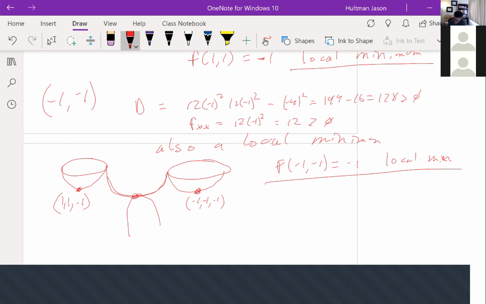So, yeah. We have our saddle, but we also have these bowls here. Okay, and so you get the idea.